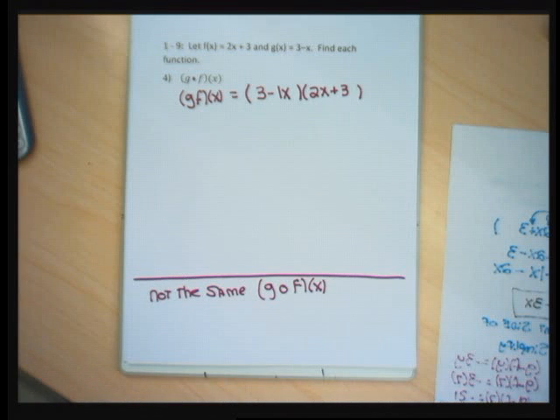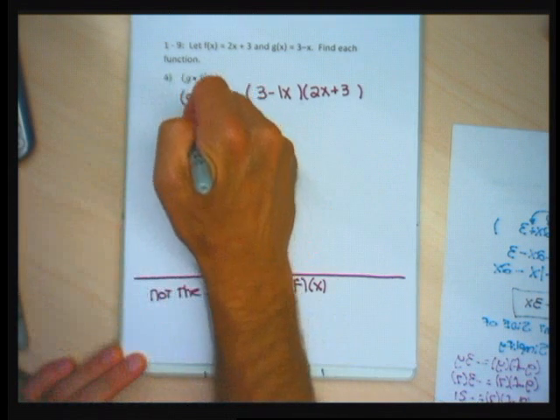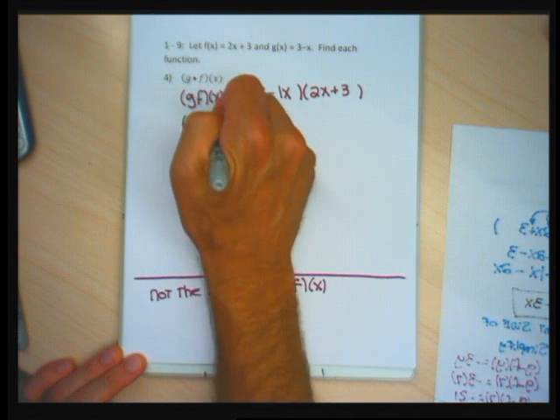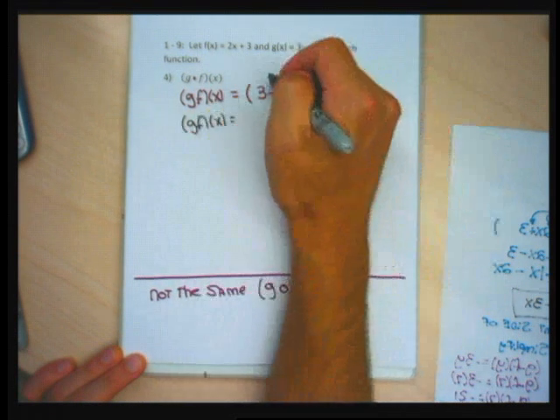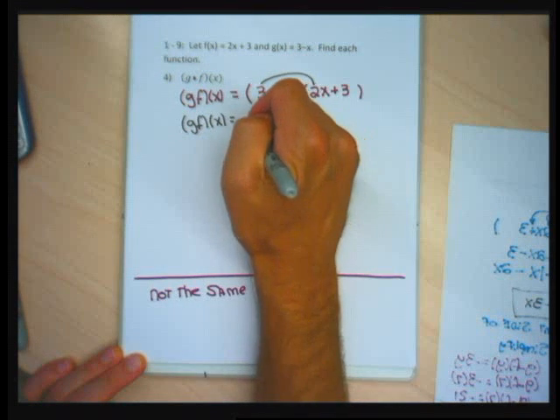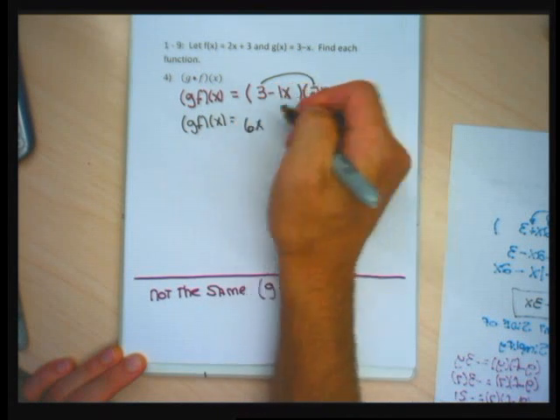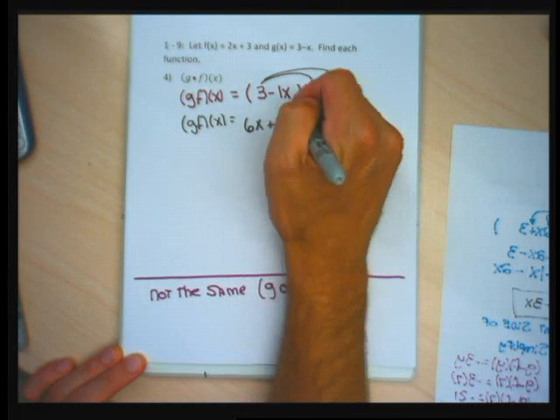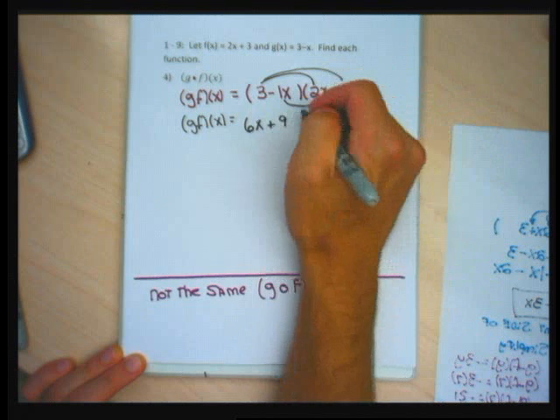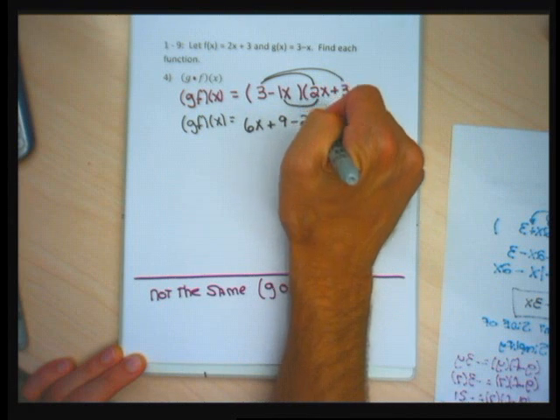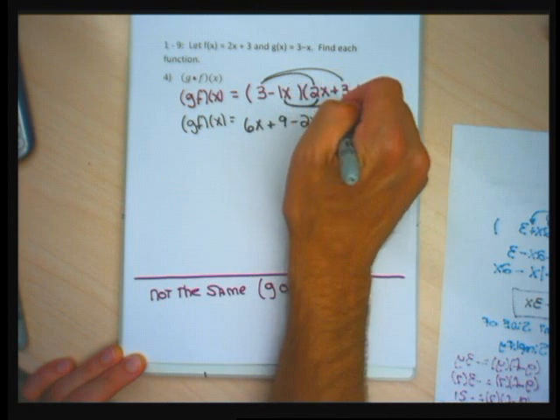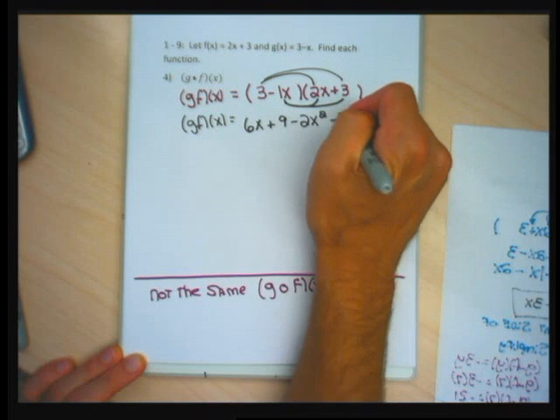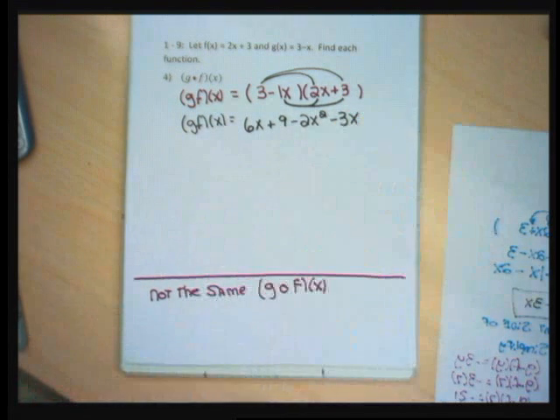And now I'm just going to simplify by foiling. So to get to my answer, I'm going to go g times f of x equals 2, and then I'll do firsts. 3 times 2x is going to be 6x. Outers, 3 times 3 is plus 9. Inners, negative 1 times 2x is negative 2x squared. Lasts, negative 1 times positive 3 is negative 3x. I'm going to write it in a nice order and combine like terms.